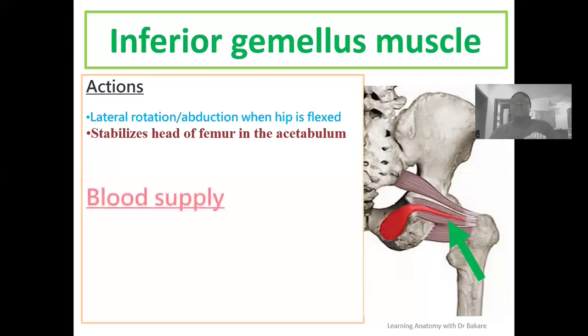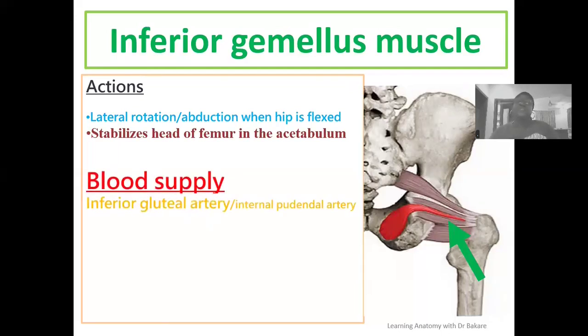thereby helping to create support and also stabilizing this joint. The blood supply of this muscle is by the inferior gluteal artery. The inferior gluteal artery is one of the branches from the anterior trunk of the internal iliac artery. We've tried to describe this branch in our previous lecture on the internal iliac artery. It's also seen to have a contributory blood supply from the internal pudendal artery. The internal pudendal artery is also one of the branches from the anterior trunk of the internal iliac artery.